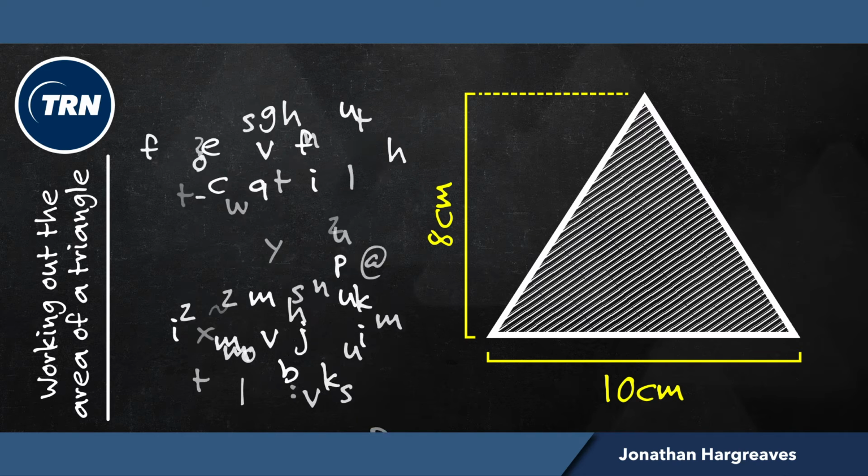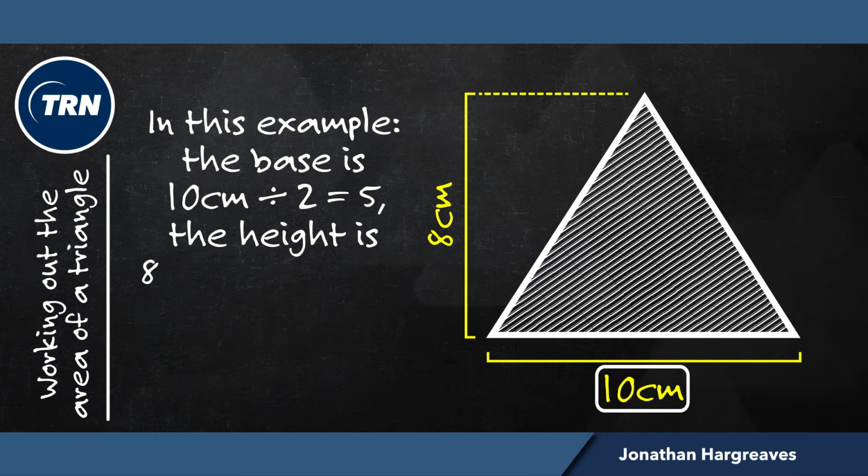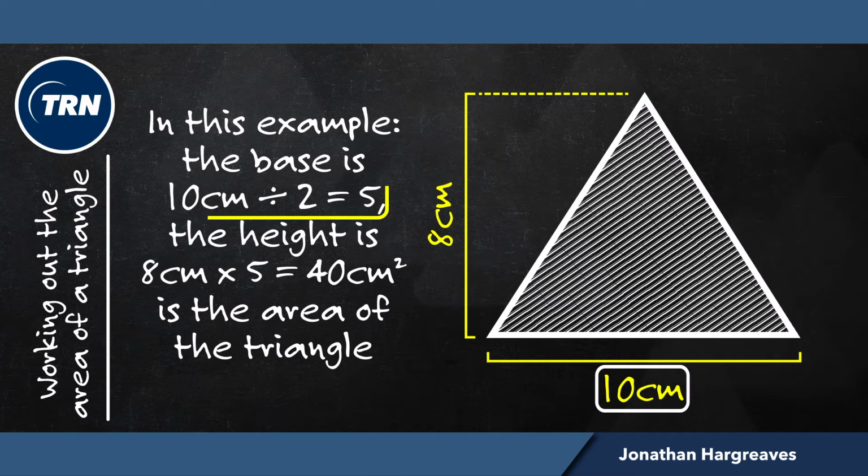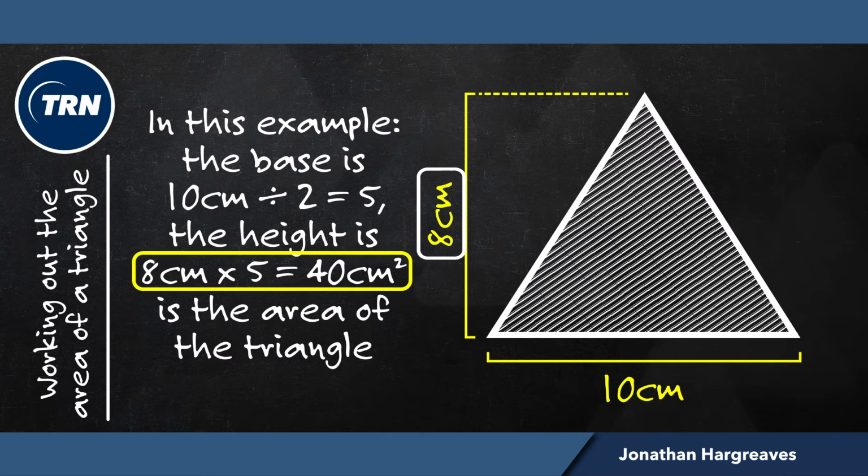In this example, the base is 10 centimeters, so as per our formula, we need to divide it by 2. That equals 5 centimeters. The height is 8 centimeters, and so we multiply 8 times 5, and we arrive at the figure of 40 centimeters squared.